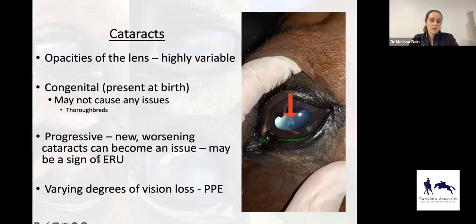Where they can potentially be a little bit more problematic is when they're progressive. So say this horse has never had cataracts before, they're sudden, or I come back in a few weeks and they've gotten bigger, that can be a sign of another issue such as equine recurrent uveitis. Varying degrees of vision loss, they have to be fairly extensive, but in those older horses, they can cause some areas of vision loss.